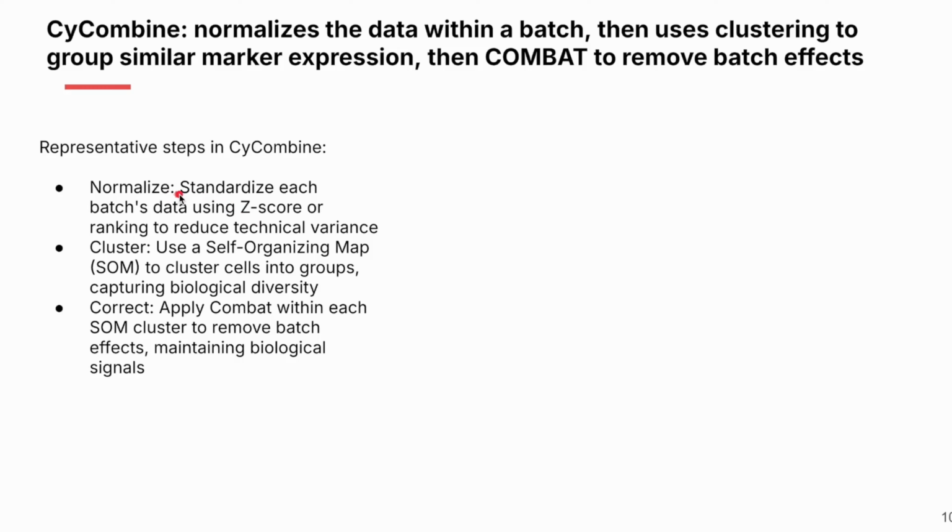Normalize, we're going to standardize each batch's data using a z-score, which is simply subtracting the mean and dividing by the standard deviation. Clustering is a pre-processing step using what's called a self-organizing map to cluster cells into groups, and this helps capture biological diversity. This allows you to potentially get T cells together and memory-naive cells together, so you capture that biological diversity. And then correction, this is the true engine where within each cluster, you can remove batch effects and maintain these biological signals.